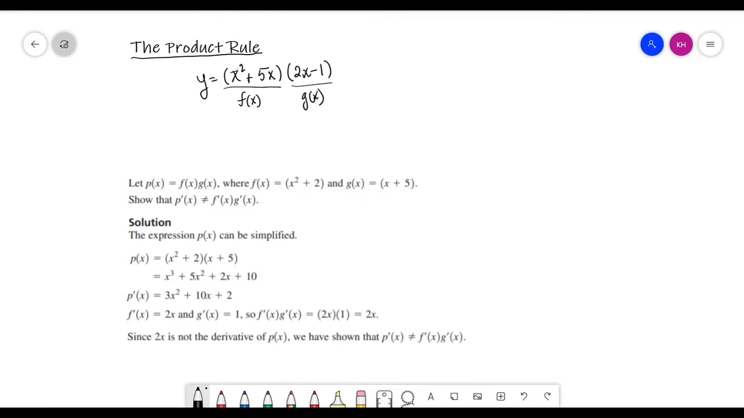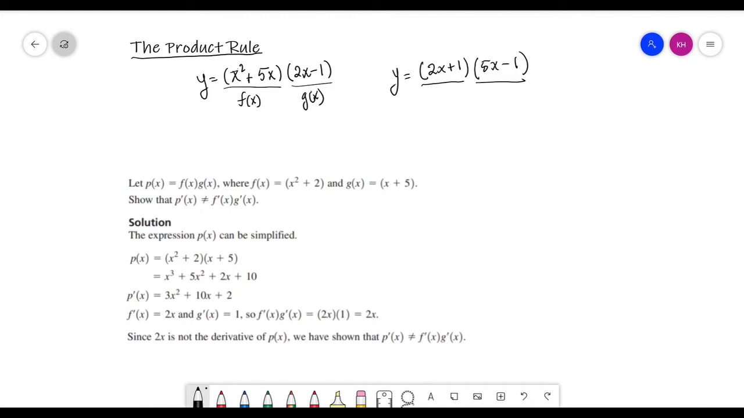Another example could be if we have a function that looks like this, 2x plus 1 times 5x minus 1. Now you see that is a product of two different functions. So that's when we use the product rule.